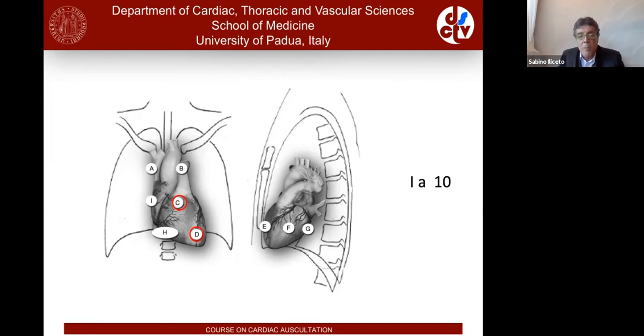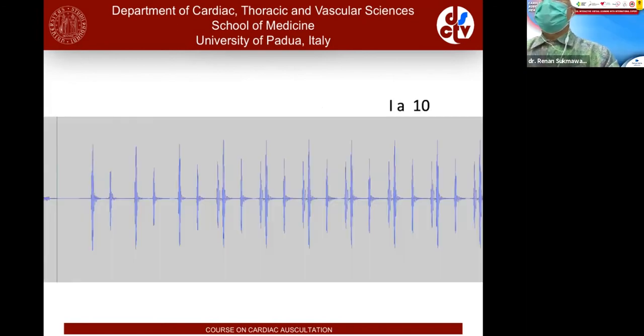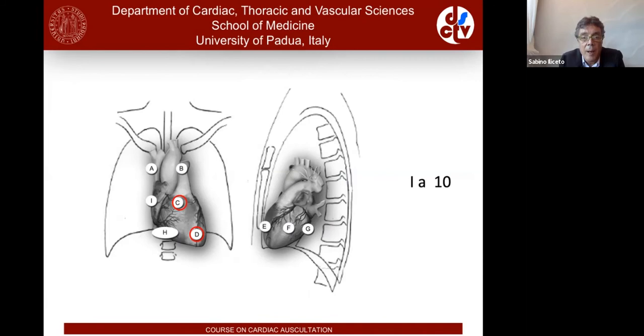So these are the normal findings. And Dr. Renan, I think that I want to show the abnormal so that we can stop and collect questions again. Okay, so what we are here now is very interesting, and we are in the C and D area.